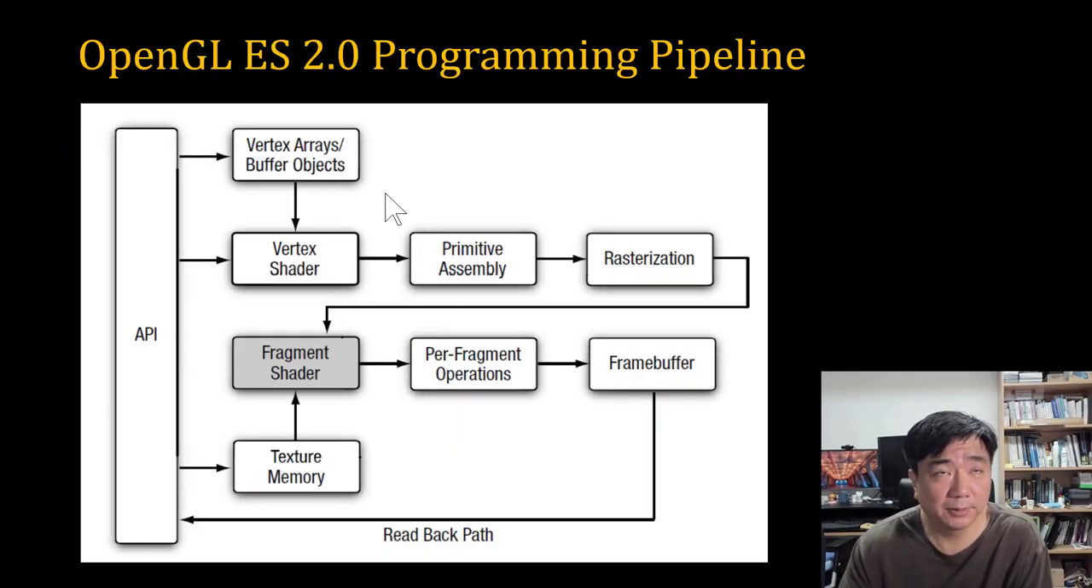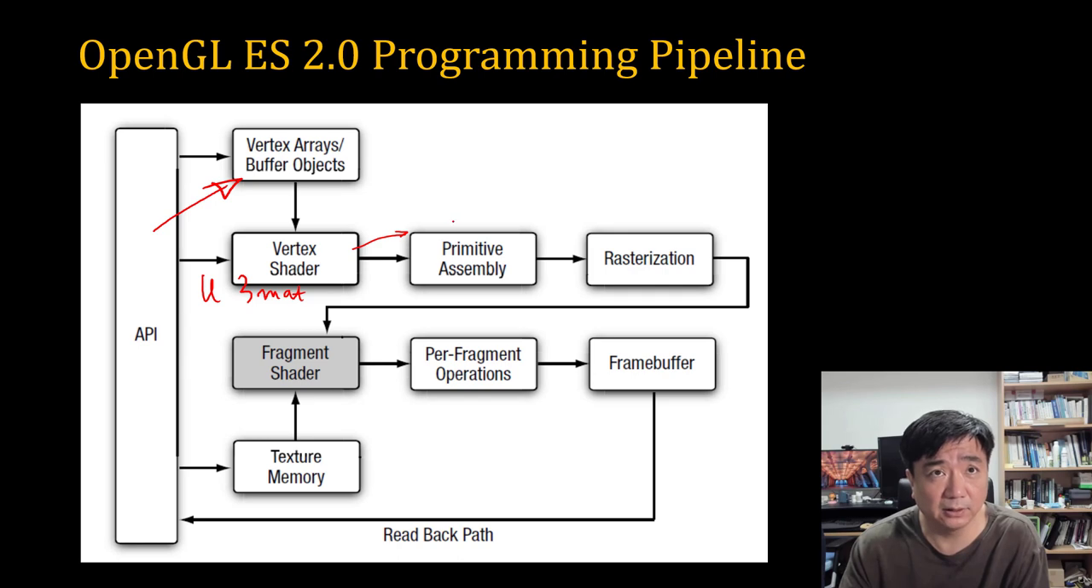Okay, let's review the graphics pipeline again. With the API, we send some vertex data to the vertex buffer object inside the GPU. And then we send some matrices. The matrices are the model matrix, projection matrix and viewing matrix. These 3 matrices are sent to the vertex shader with uniforms, and then they are used for calculation of vertex position, and then primitive assembly.